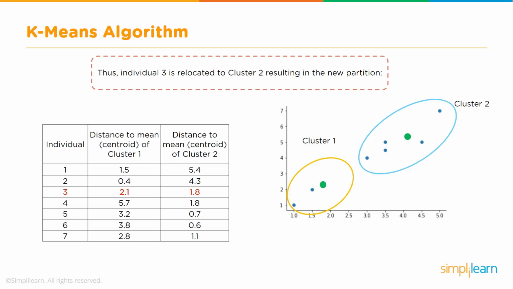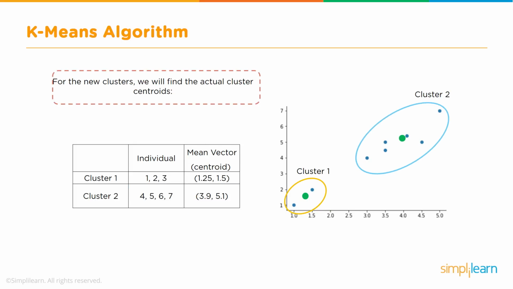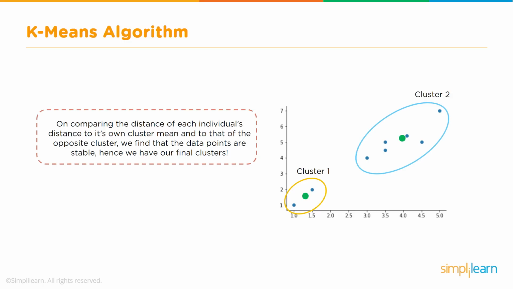And we regenerate all those numbers of how close they are to the different clusters. For the new clusters, we will find the actual cluster centroids. So now we move the centroids over, and you can see that we've now formed two very distinct clusters. On comparing each individual's distance to its own cluster mean and to that of the opposite cluster, we find that the data points are stable. Hence, we have our final clusters.